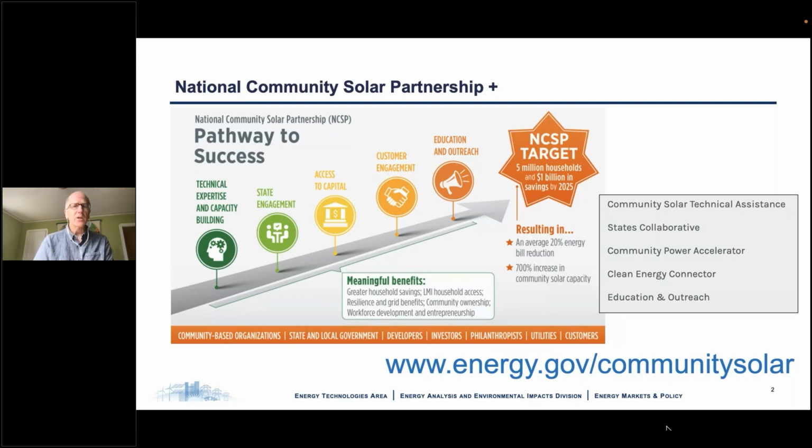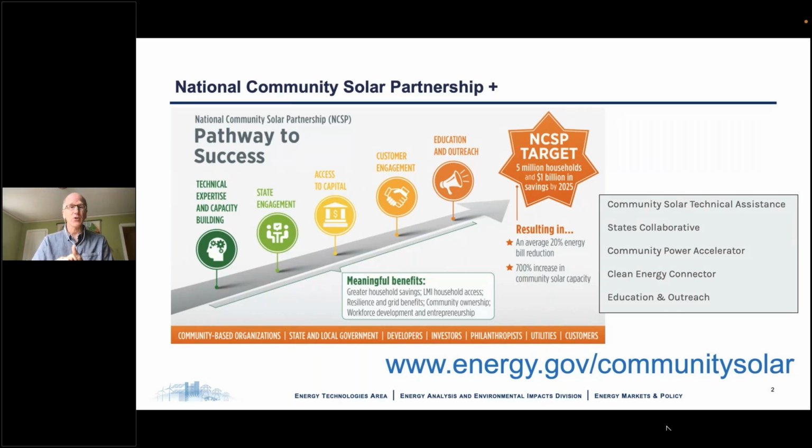There's also a states collaborative for state energy offices. The Community Power Accelerator is also a bundle of activities, including a marketplace for projects to find financing and for financiers to find projects to fund. There's also a learning lab offered by the University of New Hampshire, which is an online course to learn how to be a community solar developer.